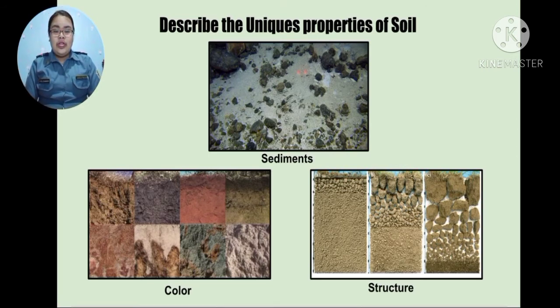Yung gray soil naman daw po, it means yung organic material or yung moisture ay present doon sa gray soils. While naman po doon sa black soil, katulad lang din daw po siya ng gray soil. Pagka naman daw po yung soil is color red, yellow, and brown, ang present naman daw po doon is yung iron.